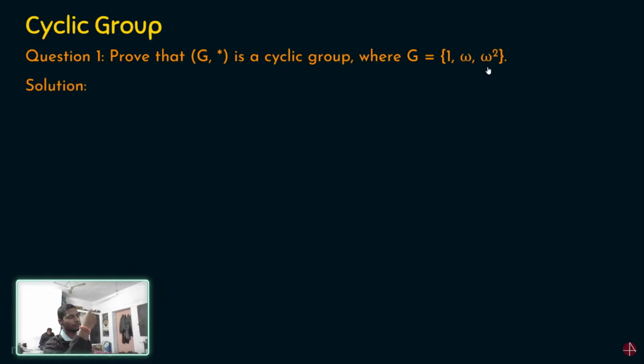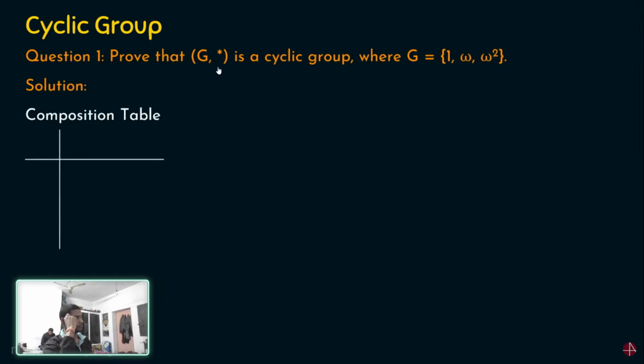Let's solve this now. In order to proceed with the solution, we should know the composition table. Let's see how to create this composition table. See what operation we are dealing with. It's star, multiplication, right? So we are going to create a composition table with the operation star here. Now what are the elements this contains? 1, omega and omega square. Let's fill these values in the row as well as in the column.